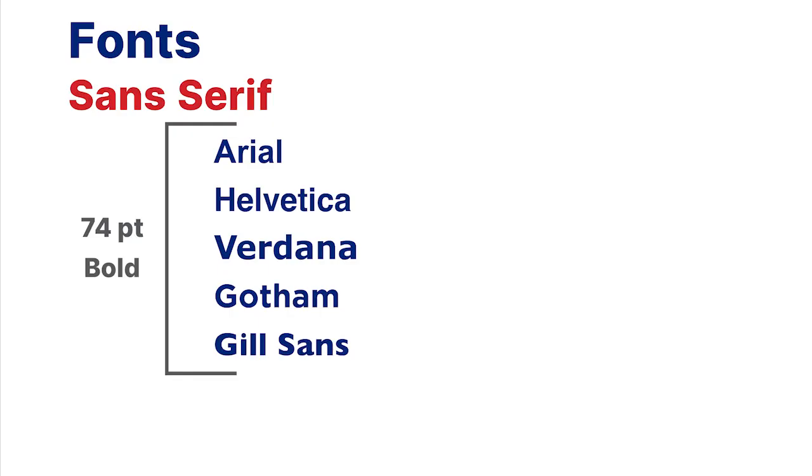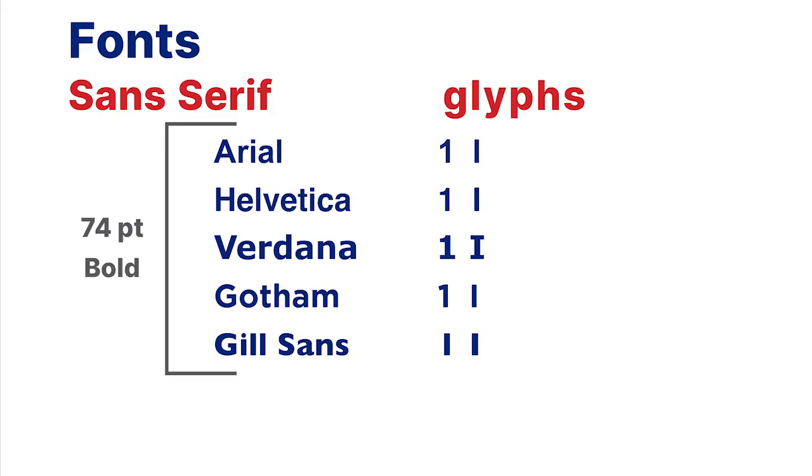I like to inspect the individual characters, which are called glyphs, and in particular, I examine the numeral 1, the uppercase I, the lowercase l, the lowercase I, and the lowercase j. Check if the number 1 and the lowercase l are distinct or are they similar.